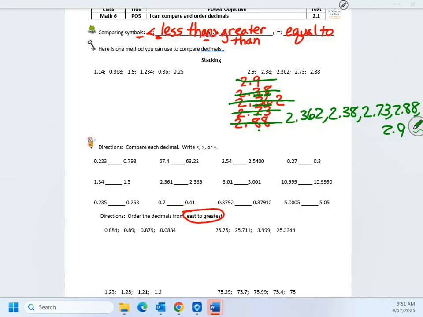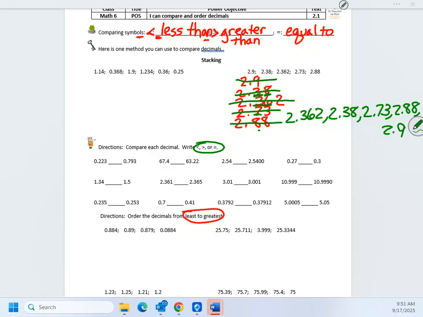Okay, looking at them as they're stacked, going one column at a time, makes it easier for us to see what our smallest numbers are and to put them in order. So if we look at our directions here, it says compare each decimal. And this time we're only using 2 numbers to compare. So we're going to say less than, greater than, or equal to. You can still stack them, but you just have 2 numbers to stack.